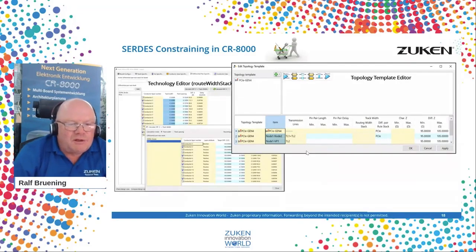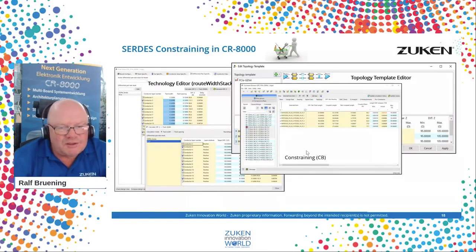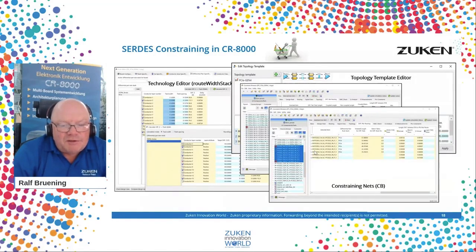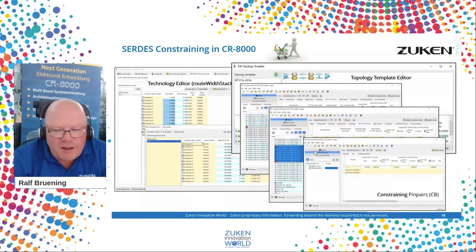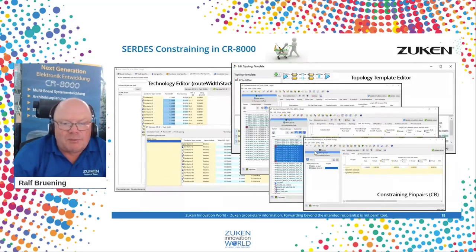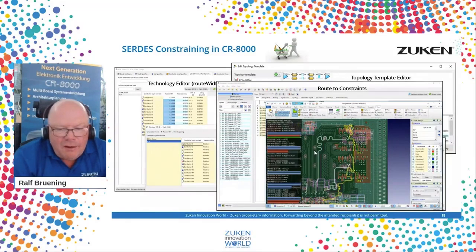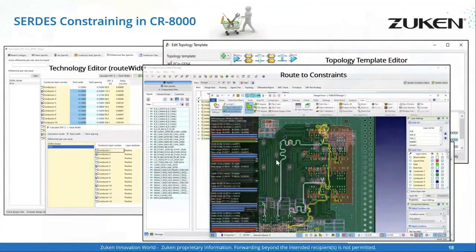And then you can use topologies for constraining. You can use the technology editor for defining the route width stack and the proper widths for all the impedances, for the differential impedances. Most of the constraining takes place in the constraint browser already during the schematic phase and then further refined in the layout phase. So that's the process, constraining on different levels: on net level, on differential pair level, on pin pair level. Then you are guided during the implementation by the constraint indicators, which show you how your design is behaving against the constraints.